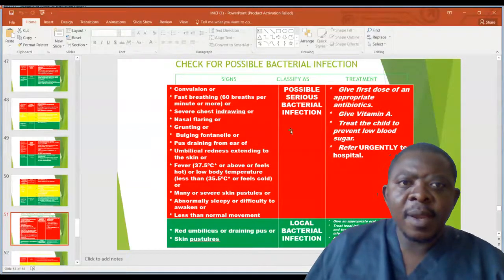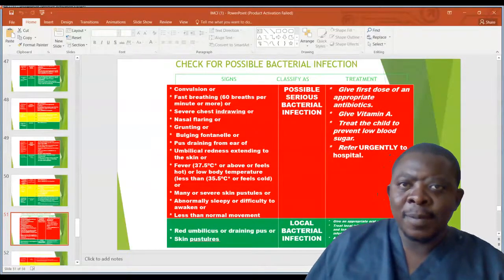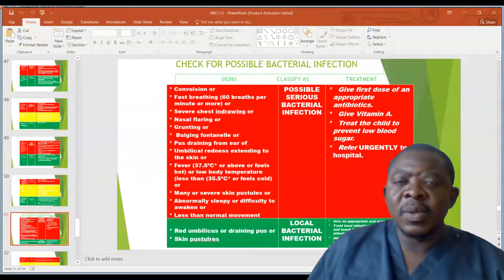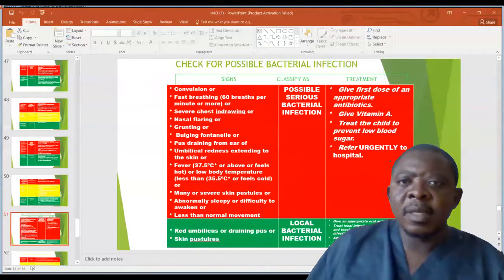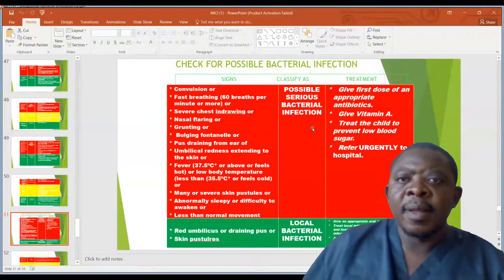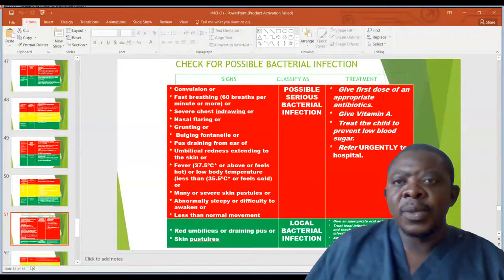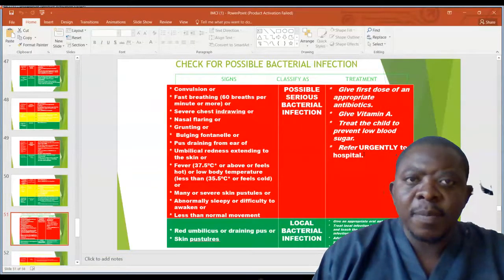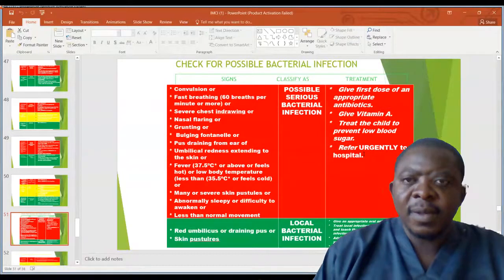Then under red for possible bacterial infection, there can be convulsion or fast breathing. There can be severe chest indrawing, nasal flaring, grunting, pus draining from the ear. So this one, you classify it as a possible serious bacterial infection. So you give the first dose of an appropriate antibiotic and give vitamin A. Okay, so that is how you manage a possible bacterial infection.